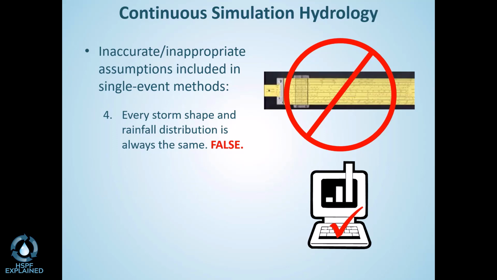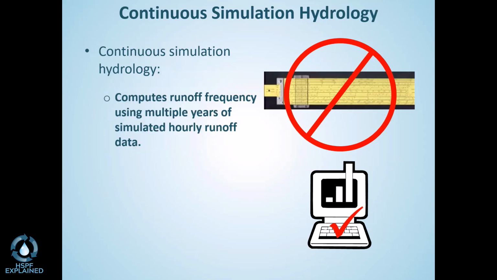And they also make the assumption that every storm shape and rainfall distribution is the same, that the storms are all going to have the same look, the same way of how much rain occurs over the period of the storm event. And in real life, that just doesn't happen. So what continuous simulation does is that it uses the actual rainfall data that has been historically collected that represents real world conditions. As a result, then we can compute runoff and compute the frequency that runoff occurs for major peak events using this multiple years of simulated hourly runoff data.